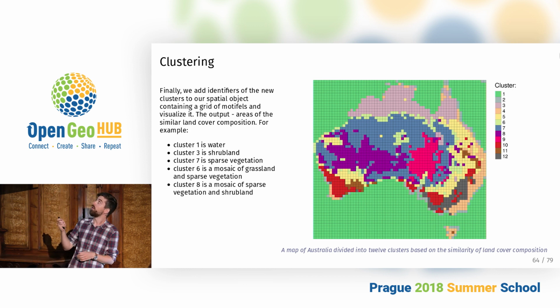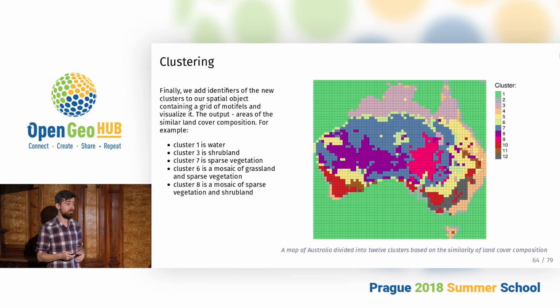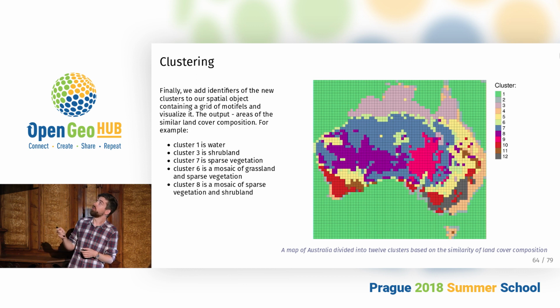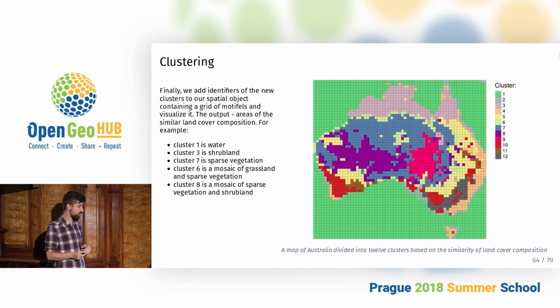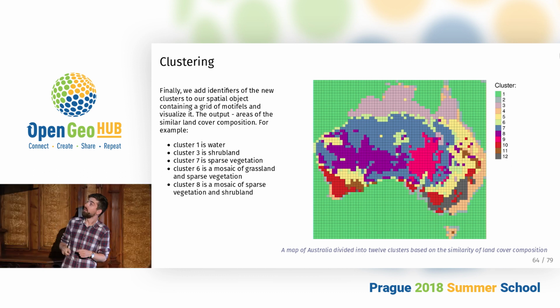So of course, this nice green color is cluster number 1, and that's basically here. This cluster is just one category of water. Cluster number 3 is a shrubland. So here we've got just one category, or mostly one category, of shrubland. Cluster number 7, here, is sparse vegetation. And cluster number 6 is a mosaic, so we've got a mix of 2 categories, grassland and sparse vegetation. It's here. And for example, cluster number 8 is shrubland and sparse vegetation, which is here, and so on and so on.